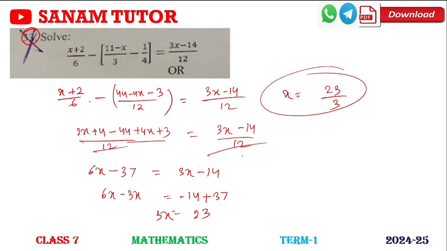x plus 2 by 6, first LCM, 3 fours are 12, 4x and 4 threes are 12. Then take LCM again, 2 twos are 4, 2x, then minus 4x plus 3 by 12, then take 3x minus 14, now 12 cancels, 2x plus 4x is 6x, 4 plus 3 is 7, minus 4x. Okay, correct. Minus 37. Okay, correct. So the answer is 23 by 3.